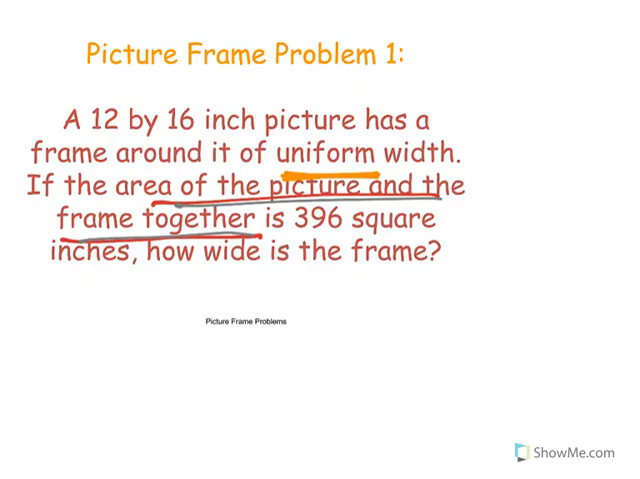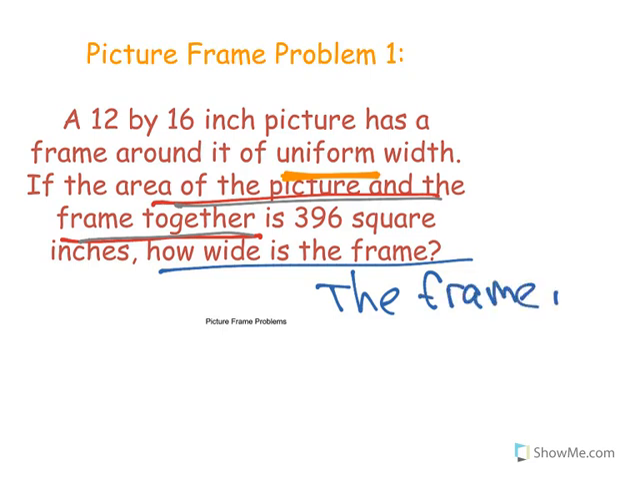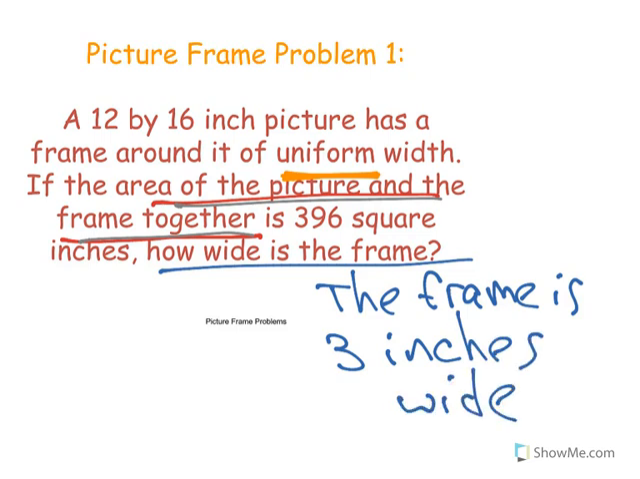Now let's go back to our original problem. So it says I've got this 12 by 16 inch picture. How wide is the frame? So we would say the frame is 3 inches wide. Right, so that makes sense on the surface at least, right?